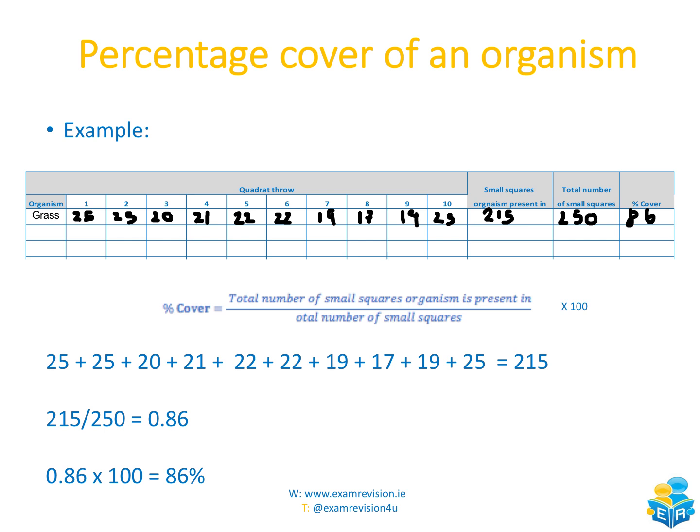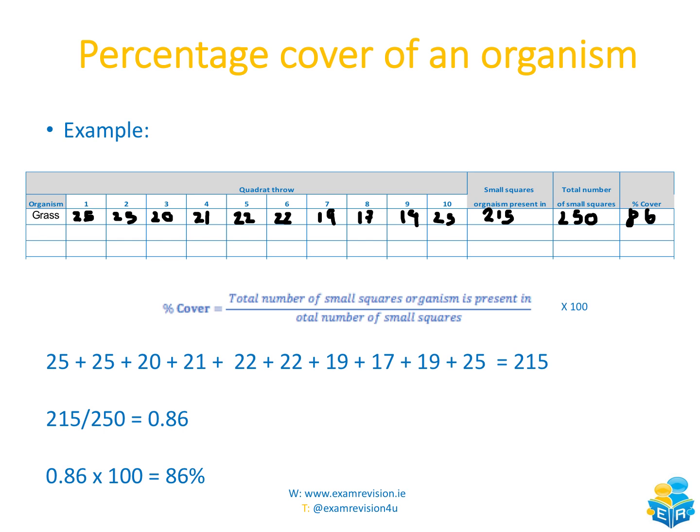Now, we can see another example here. We counted the number of small squares this particular organism was present in. It was grass in this case. That particular plant was present in 215 small squares in total. There's 25 small squares in the quadrat. We threw it 10 times, so in total there were 250 small squares. But we could do the same thing for a daisy.